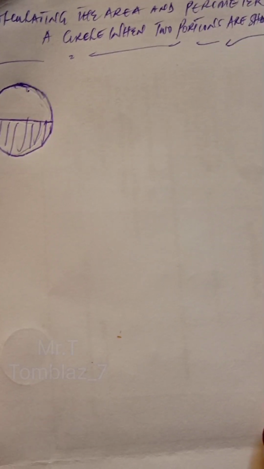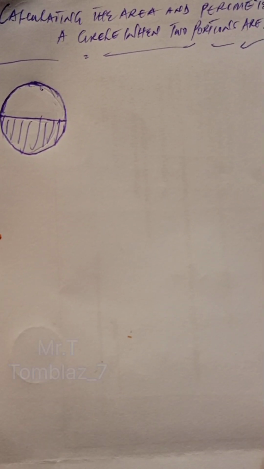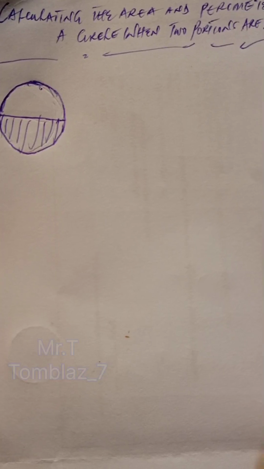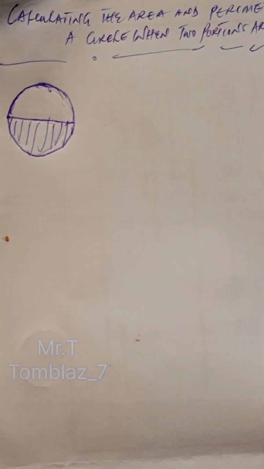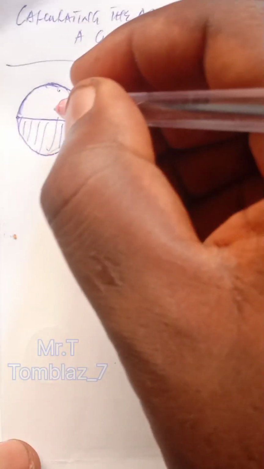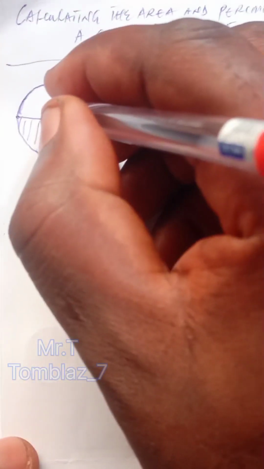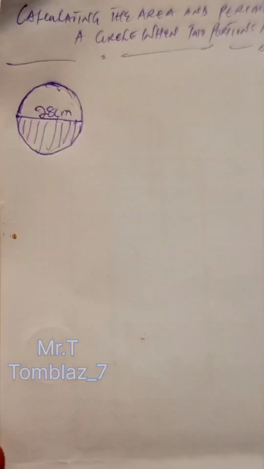Hello and welcome back. Today I will be solving problems where we calculate the area and perimeter of a circle when two portions are shaded. So let's work on this. In this case we are given the diameter, and I want to solve with the diameter this time around. Let's say the diameter is 28 centimeters. Let's work on that.